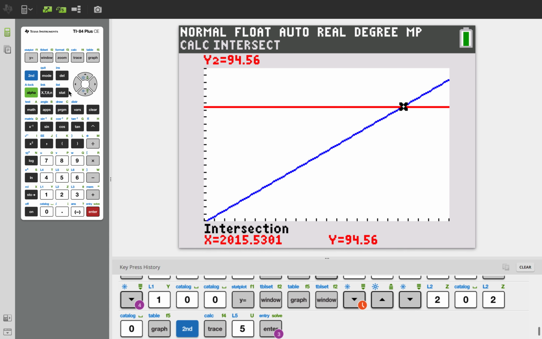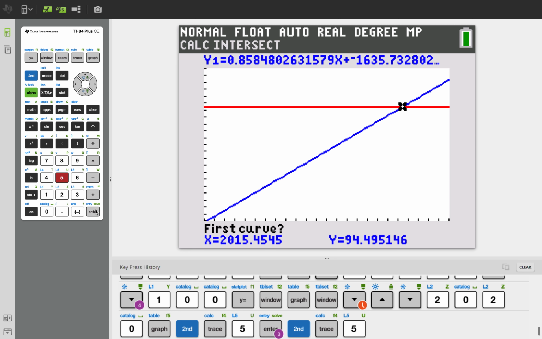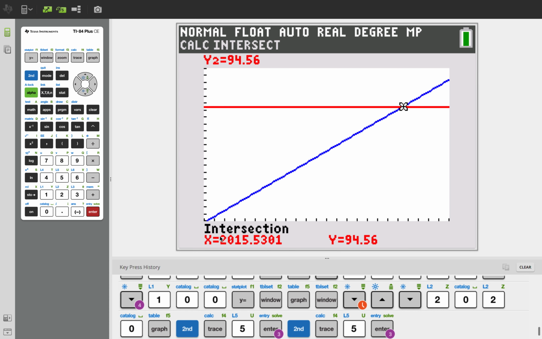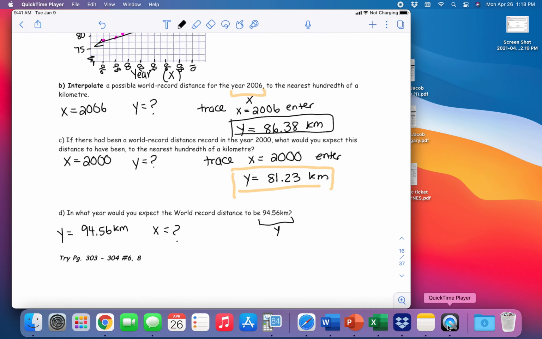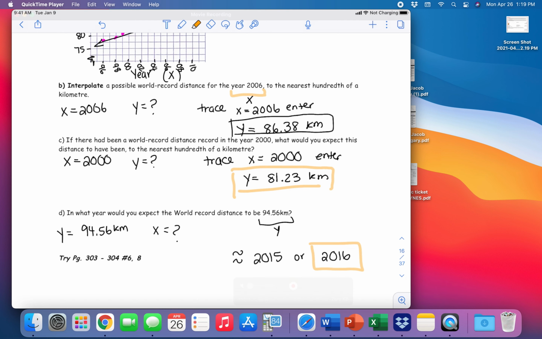To do that, remember I press second trace number 5, and I just pressed enter 3 times. Enter, enter, enter. And it gives you the answer, which is the intersection, and it's the x coordinate that we needed. So x equals approximately year 2016. Okay, so we got that written down. We're good. Those are the main ideas for this lesson. If they give you an x, you have to be able to find y, and if they give you a y, you have to be able to find x.